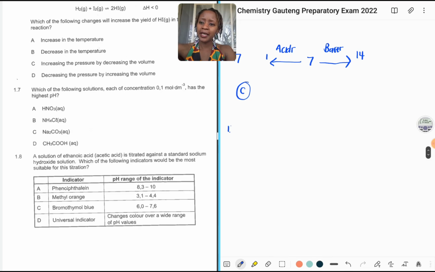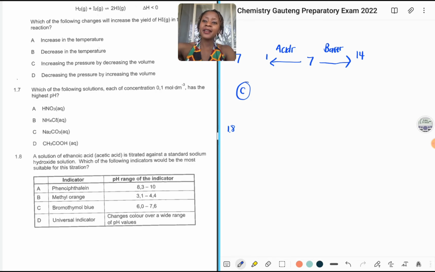And then 1.8. A solution of ethanoic acid or acetic acid is titrated against a standard sodium hydroxide solution. So we have a weak acid. Ethanoic acid is weak. Your carboxylic acids in general are weak. And then we have standard sodium hydroxide. Sodium hydroxide is a strong base. So once this titration occurs, we are expecting our answer to be a base.